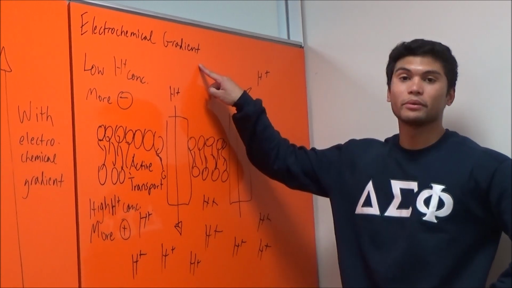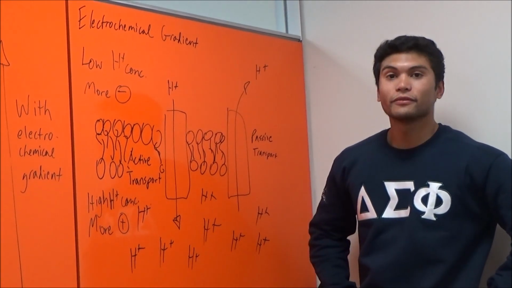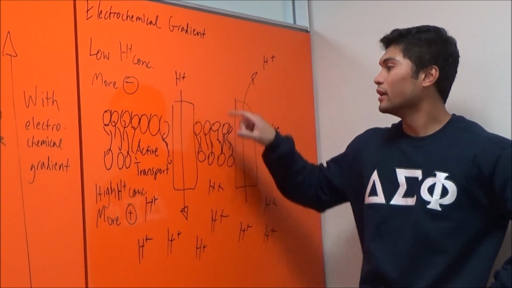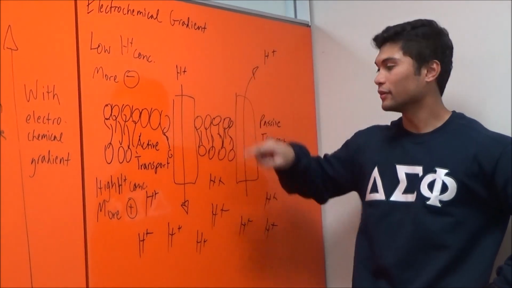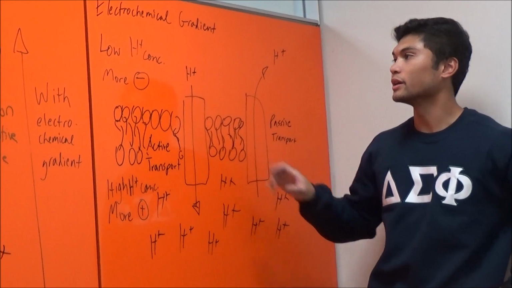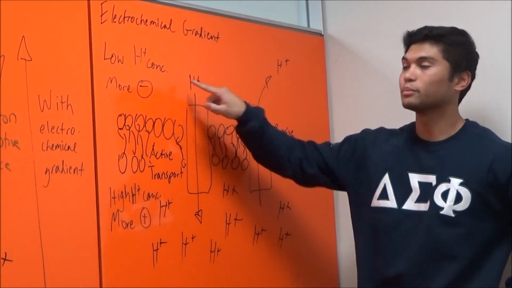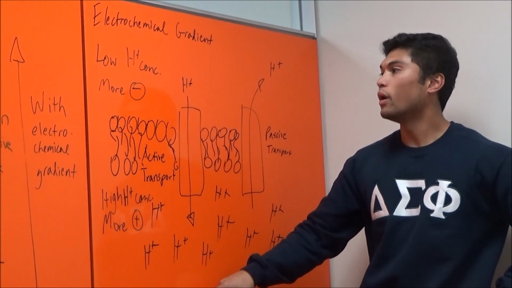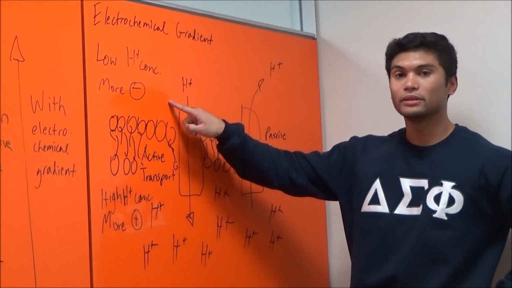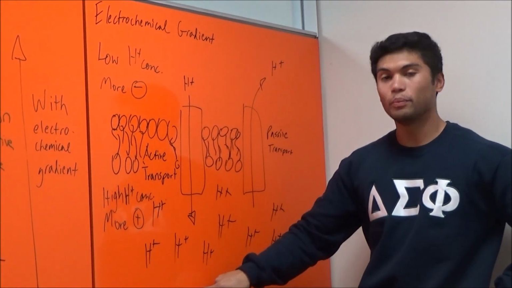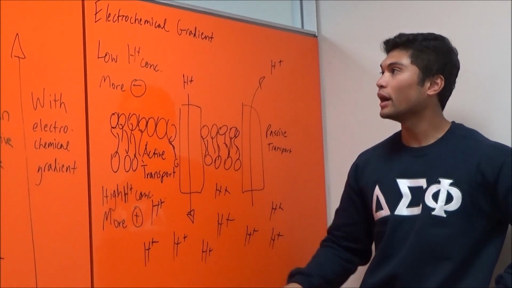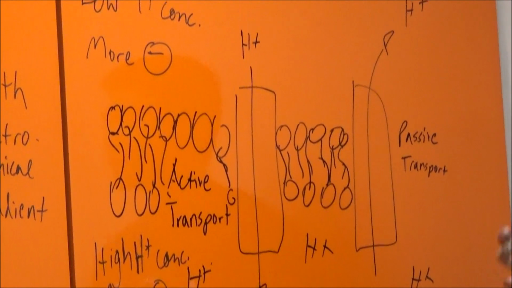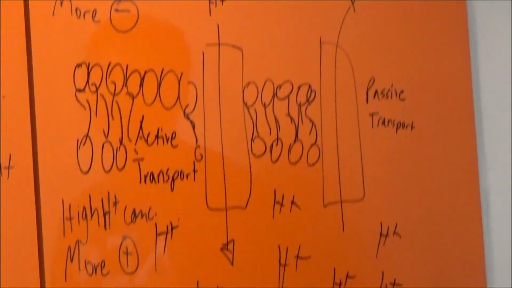So the electrochemical gradient is caused by differences in concentration and charge of the membrane outside versus the inside. In this picture, there's a low concentration of protons on the outside and a higher concentration on the inside, while it is more negative on the outside versus more positive on the inside, which is why it's called an electrochemical gradient, because it depends on both differences in concentration and charge.